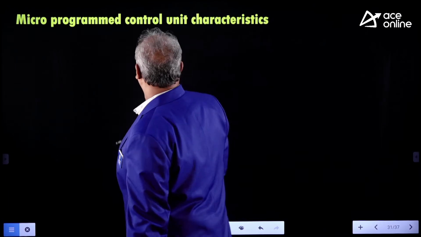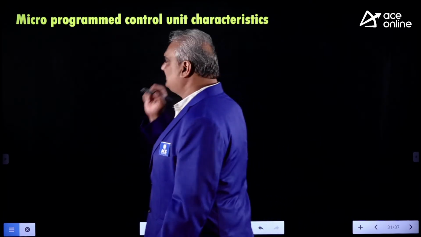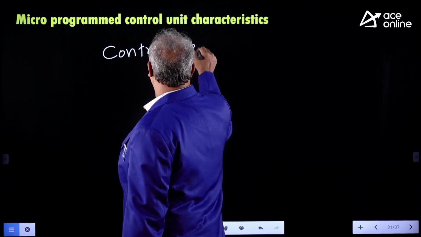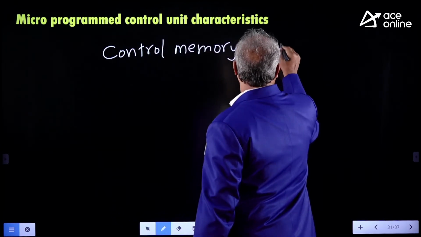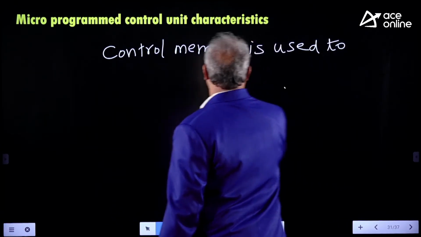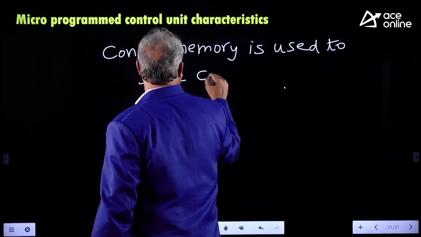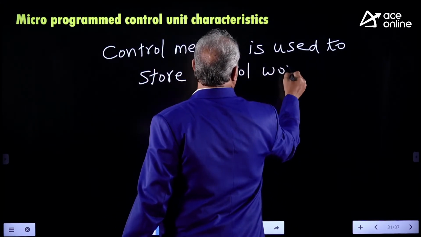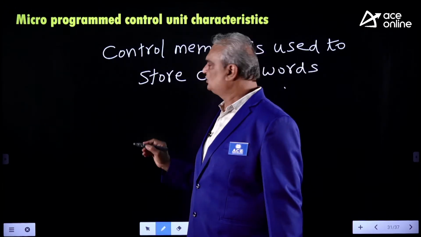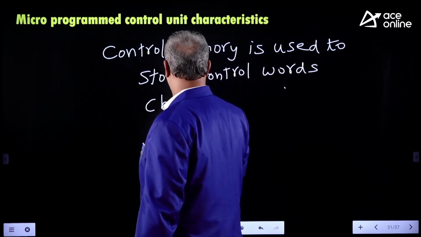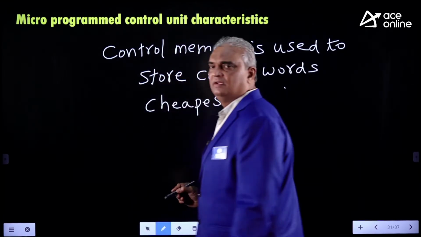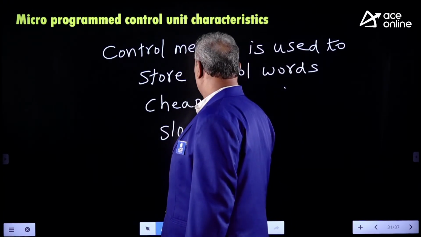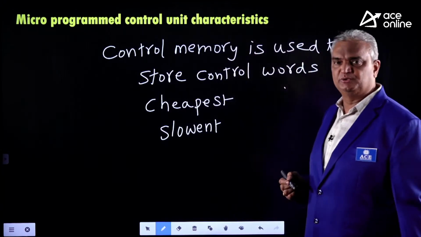Next, what about microprogrammed control unit characteristics? In this, control memory is used to store control words. Means minimum hardware circuit is sufficient. That's why it is cheaper or cheapest. But it requires control memory visit. That's why it is slowest. Where is it used? It is used in CISC processor.